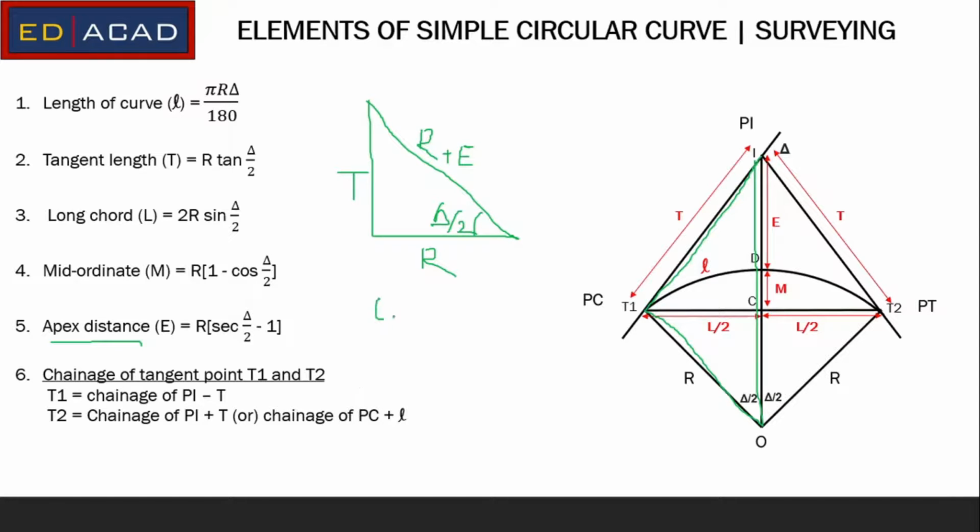So we'll apply the cos formula over here again, cos delta by 2. What will this be? This will be base upon hypotenuse, or we can write it as R upon R plus E, right? We can do the reciprocal on both sides. So if we take the reciprocal of cos, it will come as sec delta by 2, and this will come out as R plus E upon R.